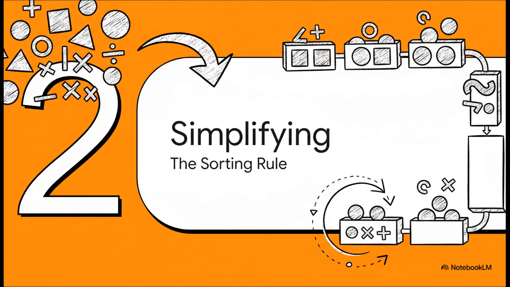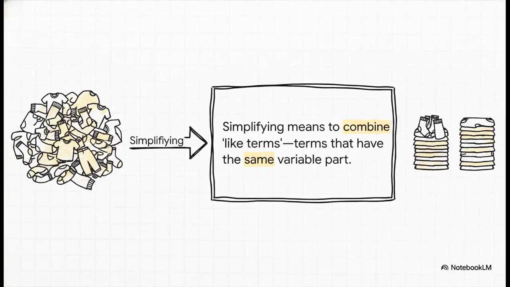Now for our first key skill, simplifying. I like to call this the sorting rule, because that's really all we're doing. We're just tidying up our expressions to make them way easier to work with. The best way to think about this is to picture yourself sorting laundry. You put all your socks in one pile and all your t-shirts go in another. In algebra, we do the exact same thing, but we call it combining like terms.